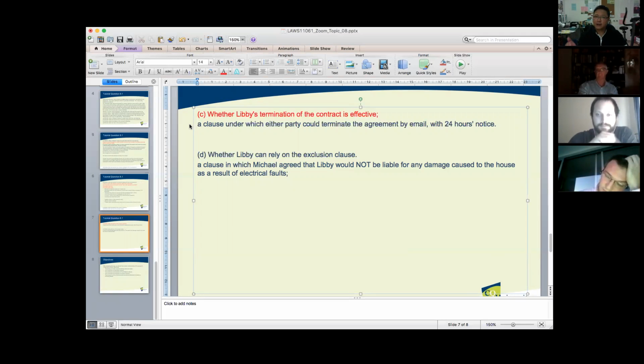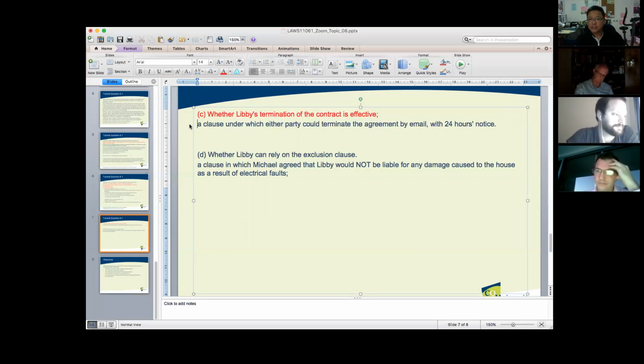But again, the basic legal issue for us is whether or not Libby will escape legal liability in relation to the house burning down by her act of terminating the contract by email. The answer is no. She will continue to be liable under the contract for the house burning down, subject to her recourse to the exclusion clause.